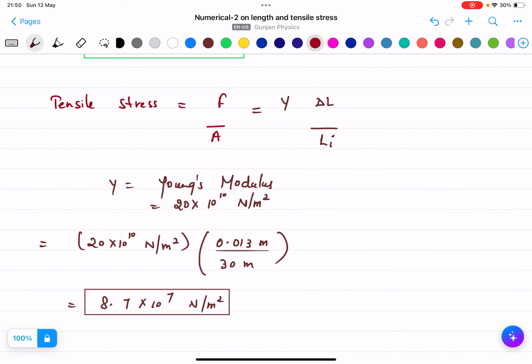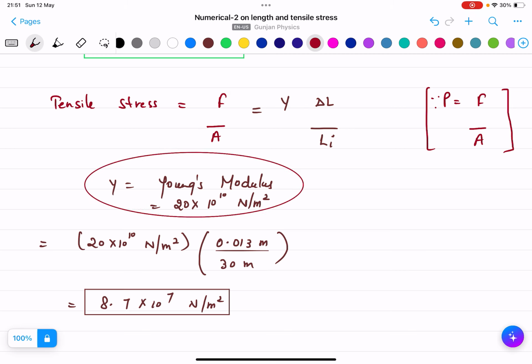So tensile stress is basically the pressure and we all know what the pressure is. It is force per unit area. We all know this formula, right? So tensile stress equals force per unit area. And always remember there is a formula: Young's modulus Y times delta L over Li. So it is pressure or tensile stress, which is also equal to Y delta L over Li, and Y equals Young's modulus. The value is a universal value and will also be given to you: 20 into 10 to the power 10 Newton per meter square.